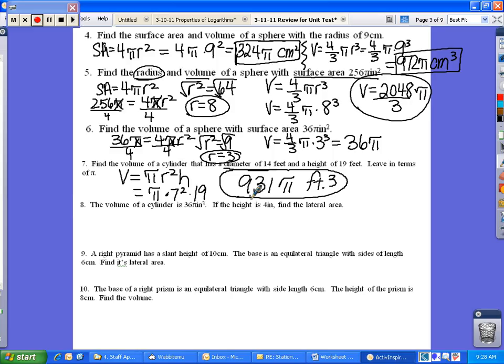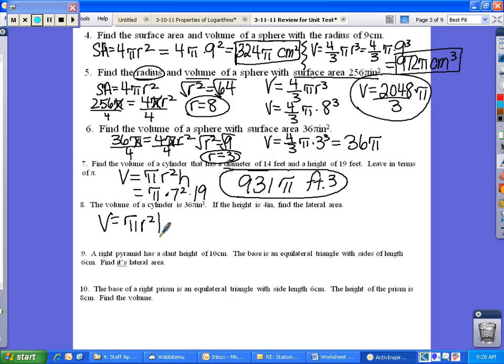Okay. Let's look at number 8. Number 8 says the volume of a cylinder is 36 pi inches cubed. They give you the height, and they only want the lateral area. So they give us the volume. So let's start with the volume. Volume of a cylinder is pi r squared h. So volume is pi r squared h.